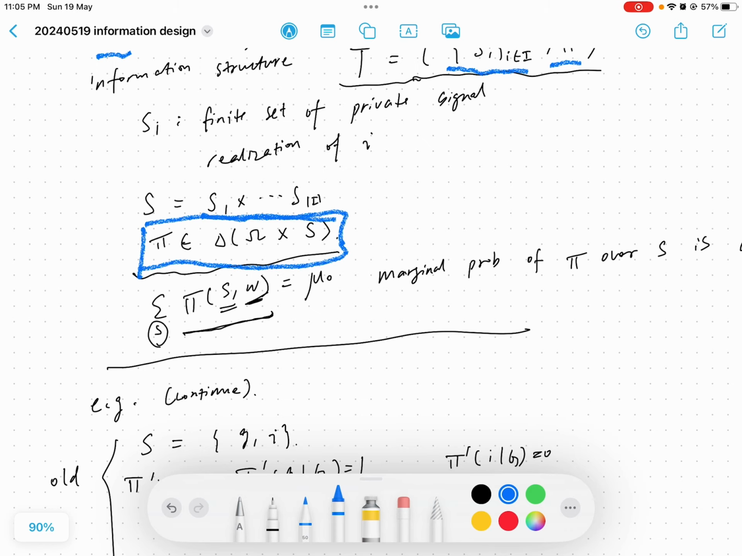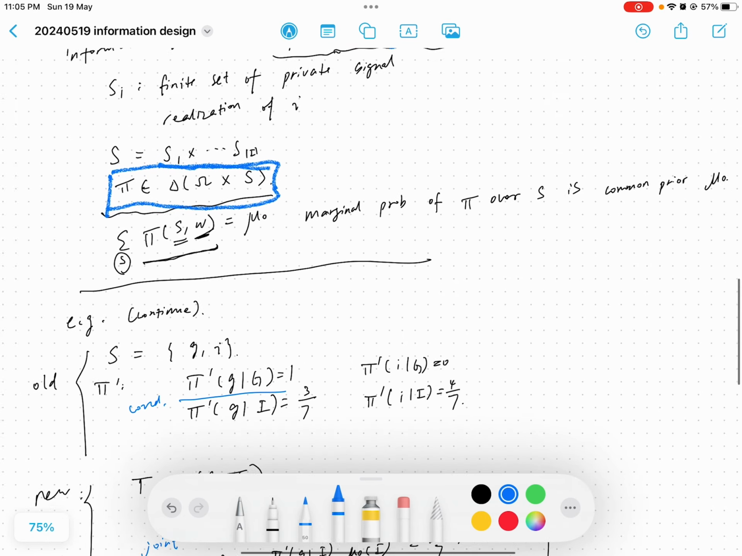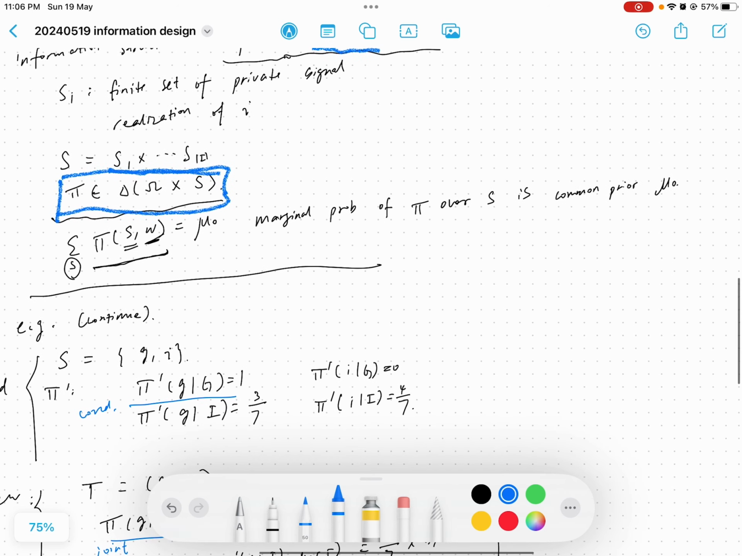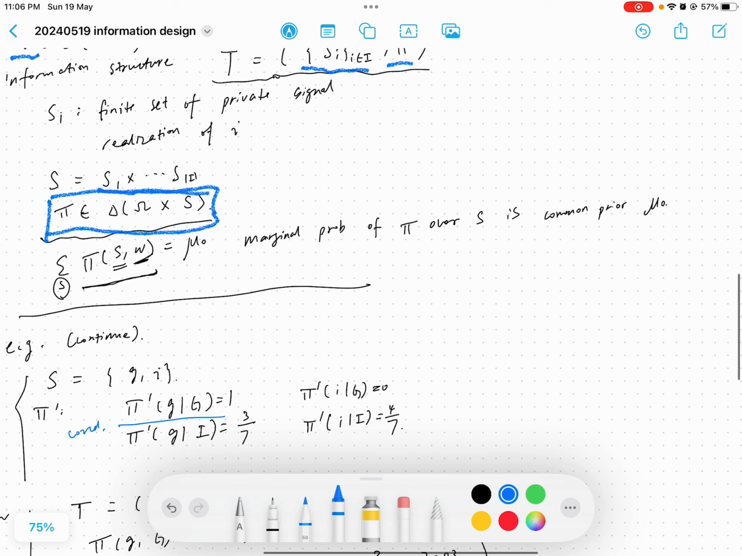Intuitively, remember that we mentioned in the beginning of the Bayesian persuasion that the signal structure could be defined in two ways. One way is the standard way, where we use the conditional probability to define those signals, or signal structures. But here, alternatively, we can use this joint probability rather than the conditional probability to define this pi.